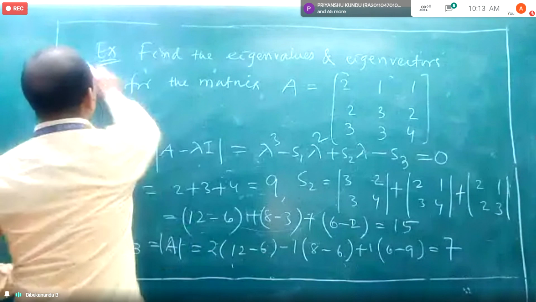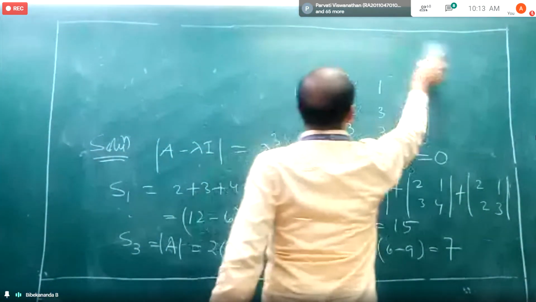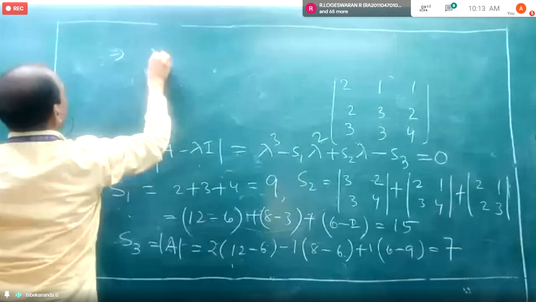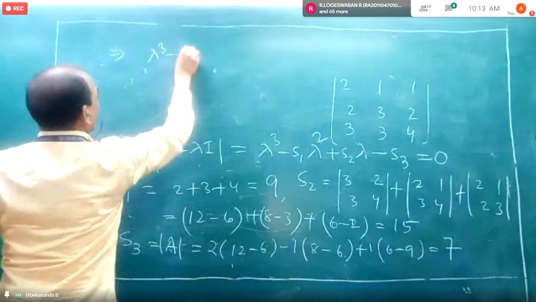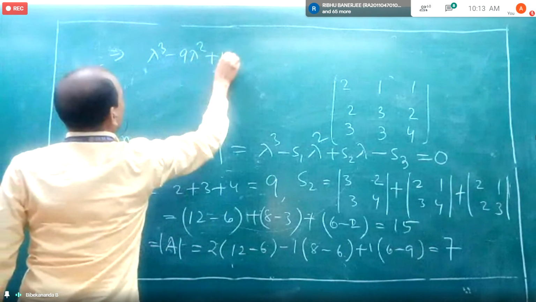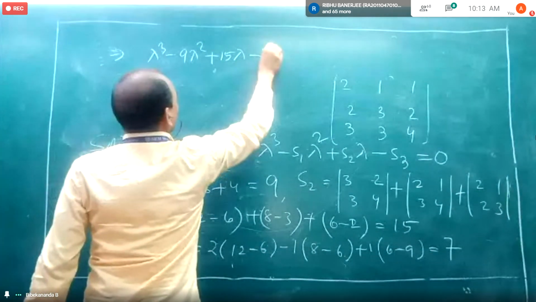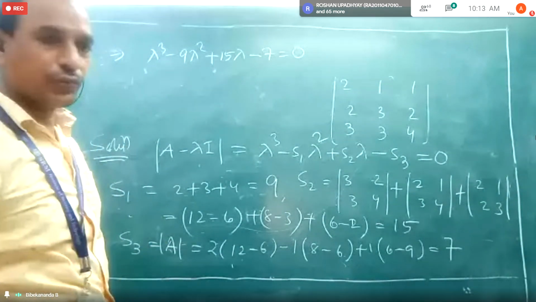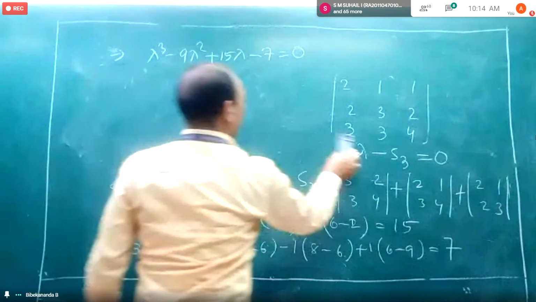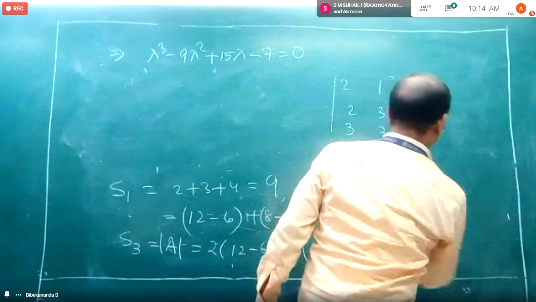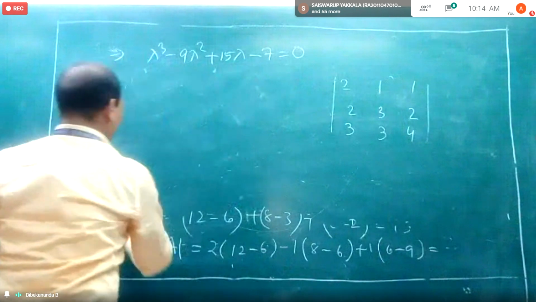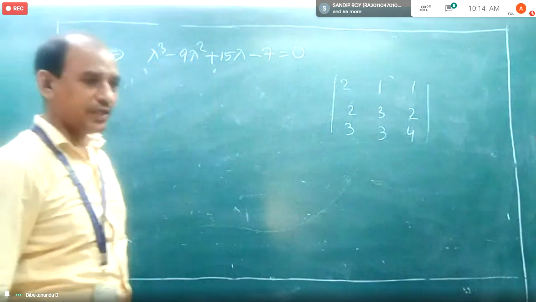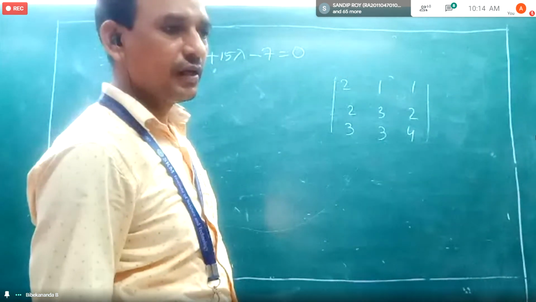And so what is the characteristic equation? Lambda cube minus 9 lambda square plus 15 lambda minus 7 equal to 0. This is the characteristic equation. Now you find the value of lambda. Factorize this one. So lambda equals 1 is a common root here. Yes, lambda equals 1 is the root.